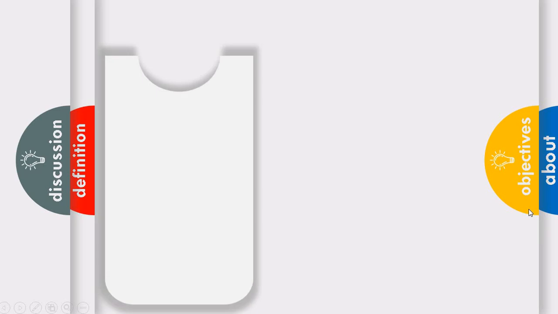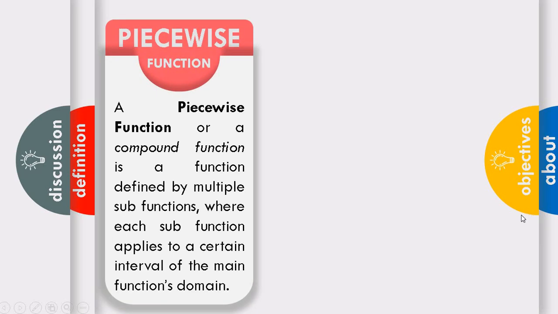So first is piecewise function and its definition. A piecewise function or a compound function is a function defined by multiple subfunctions, where each subfunction applies to a certain interval of the main domain.